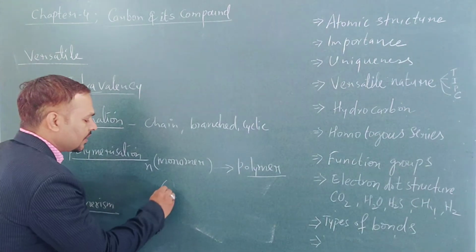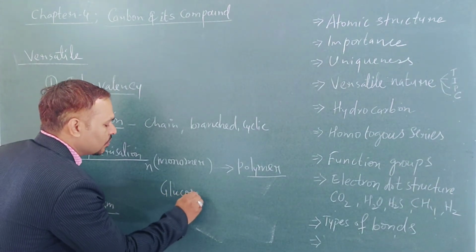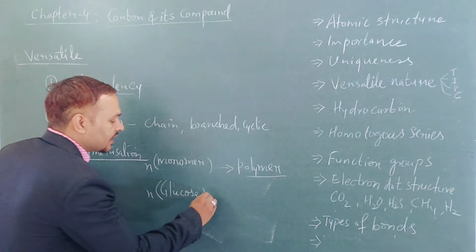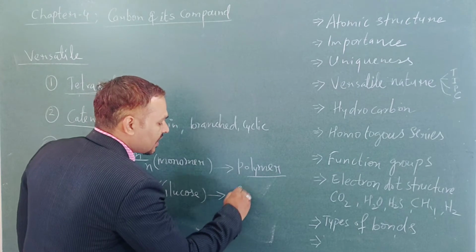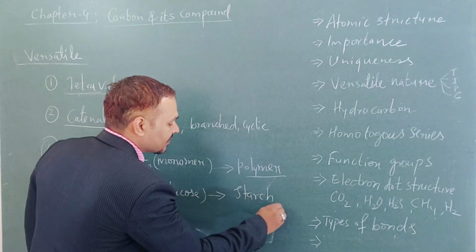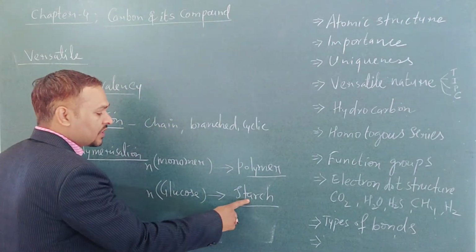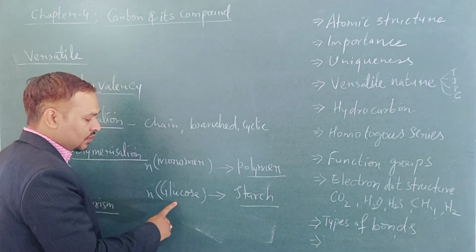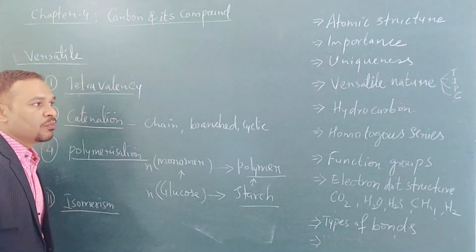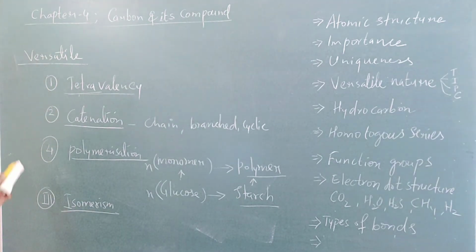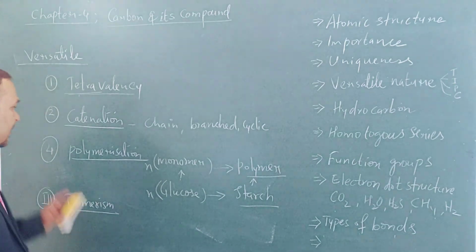Say for example, n number of glucose can join together and form starch. This is a polymer of glucose. Glucose is the monomer and this will be an example of a polymer. So I think the versatile nature of carbon is clear now.